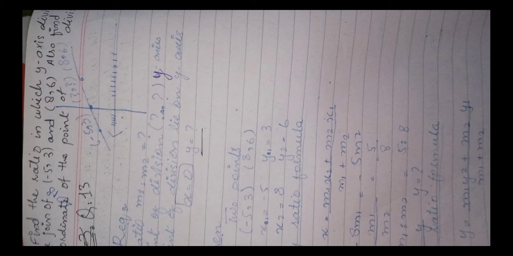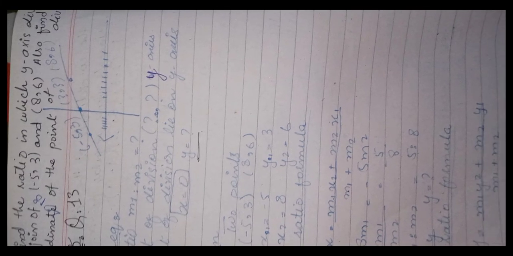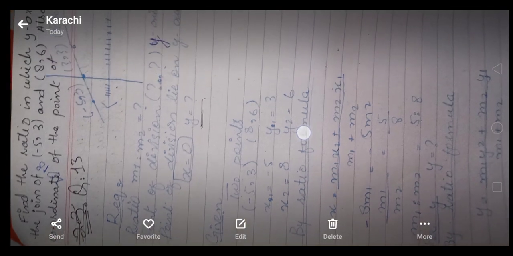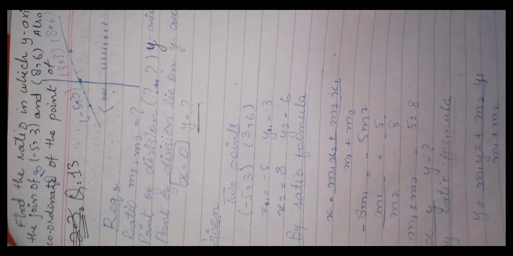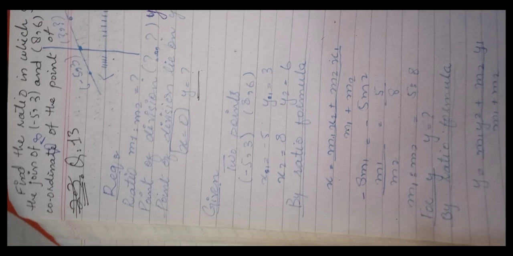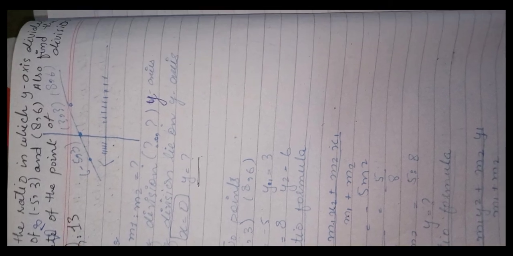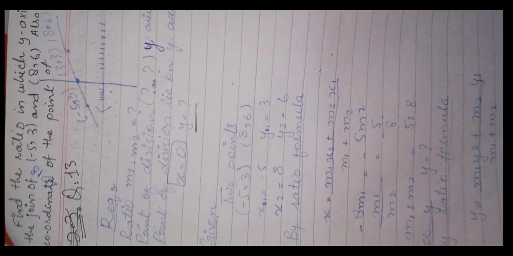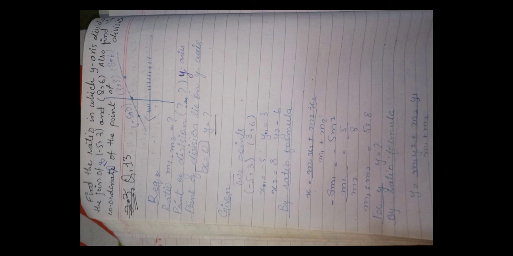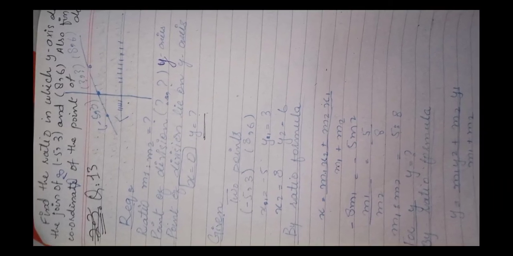If in any question the wording is that the y-axis divides the points, or the point is on the y-axis, that means we don't have any x-axis coordinates or x-axis distance. So that means we have 0 as the x coordinate. What I have written here, the point of division lies on the y-axis, that's why x is equal to 0, but we don't know the y distance. We have to find the y coordinate.